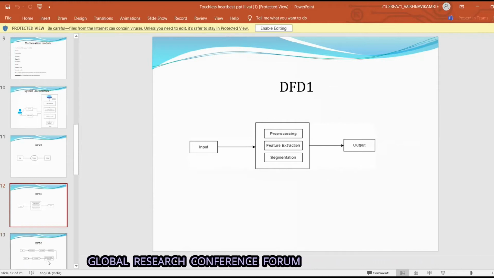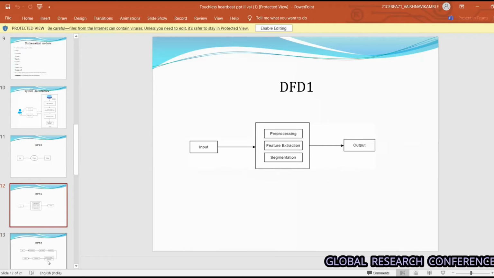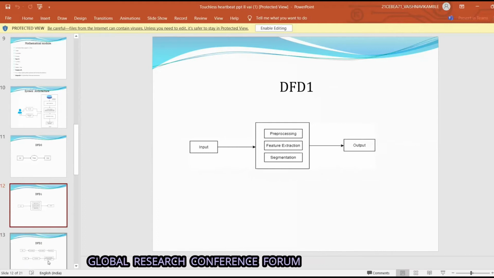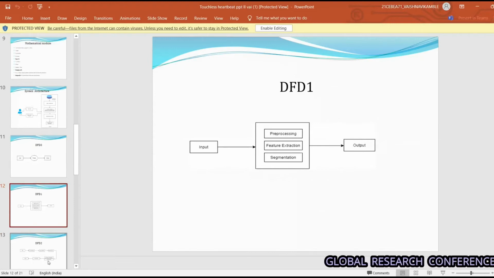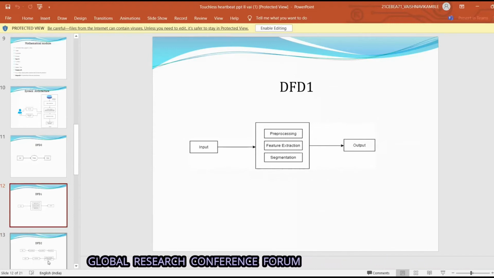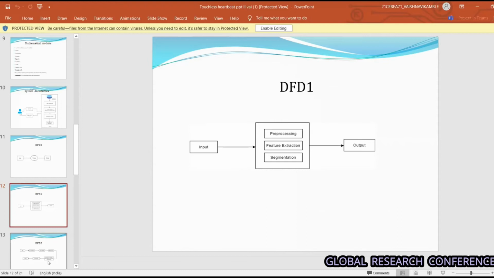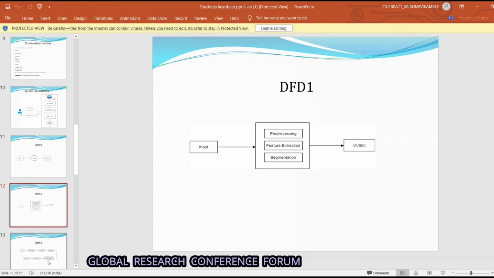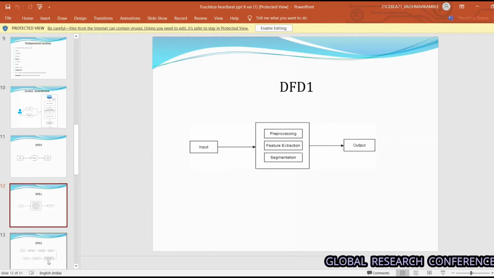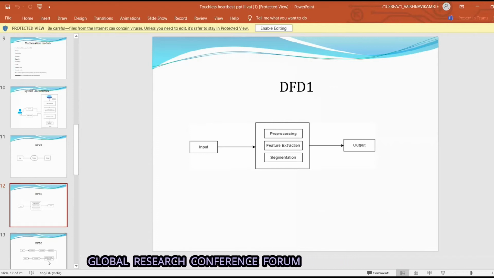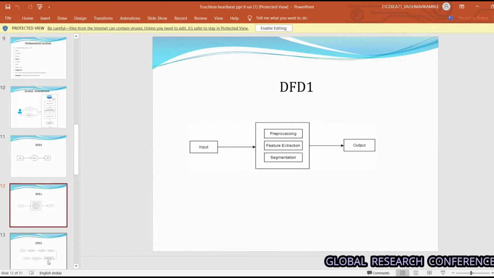DFD1. In DFD1, after the user gives the input to the system, it first pre-processes the image. In that, the blurry and noisy parts of the image are fully cleared. The data set is fully clean, because if we don't clean the data set, there is a further problem for the feature extraction. In feature extraction, there are X pixels. These X pixels are divided into features one by one. Later, it goes to the segmentation.